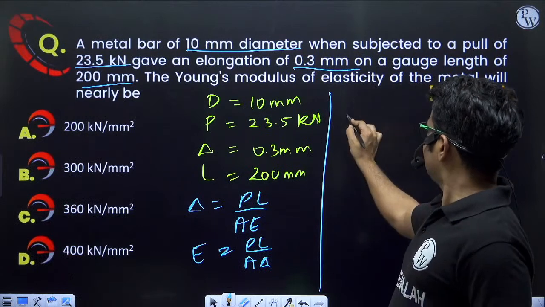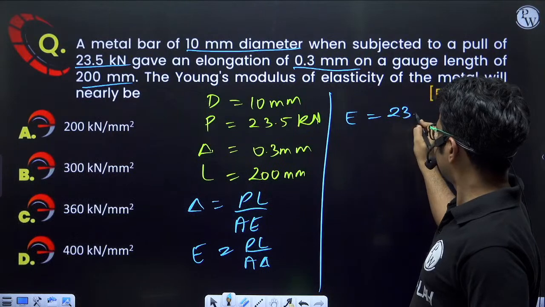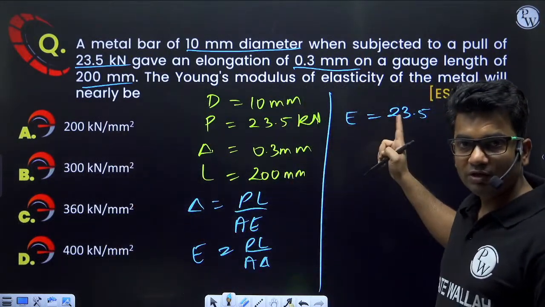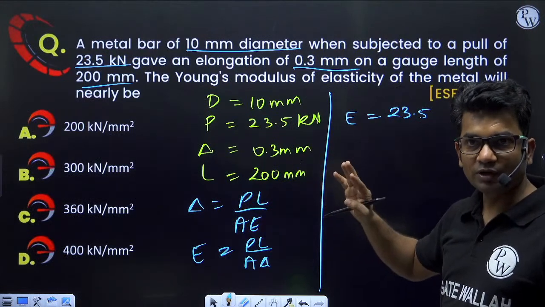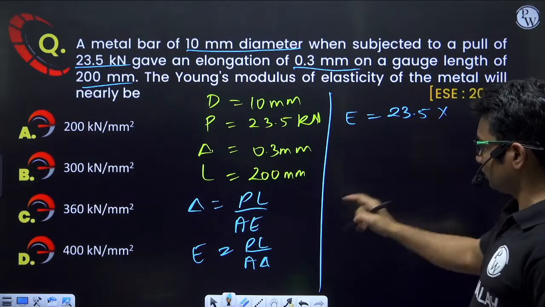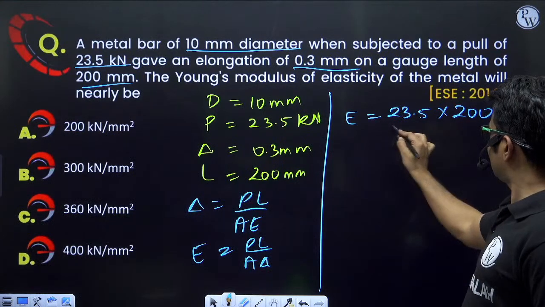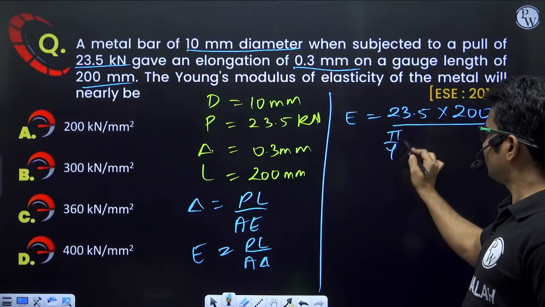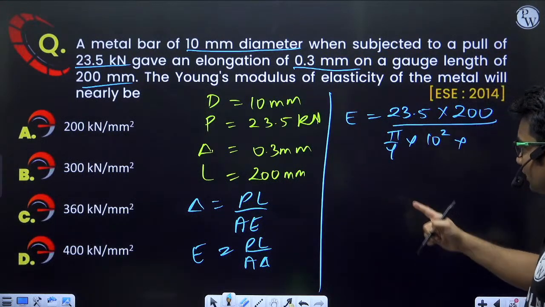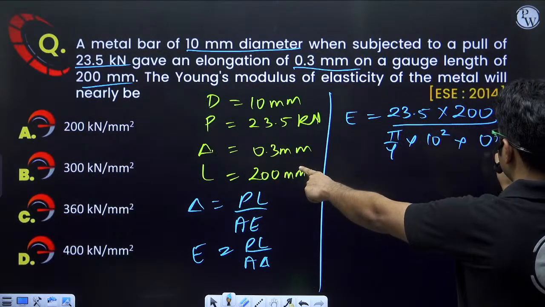Okay, so E will be equal to P. What is the force? 23.5 kilonewton. So 23.5, here kilonewton per mm square. So we'll put all the values in either kilonewton or mm. Force values we will write in kilonewton only, no need to convert. So P, length is how much? 200 mm. 200 upon A, pi by 4 into d square, that means 10 square, into delta, change in length, 0.3 mm, 0.3.